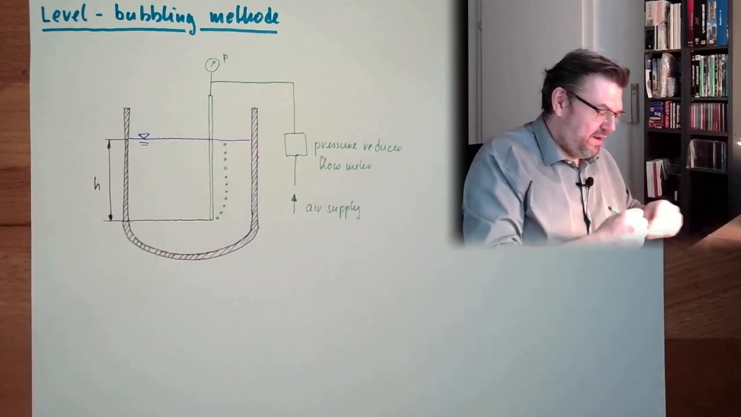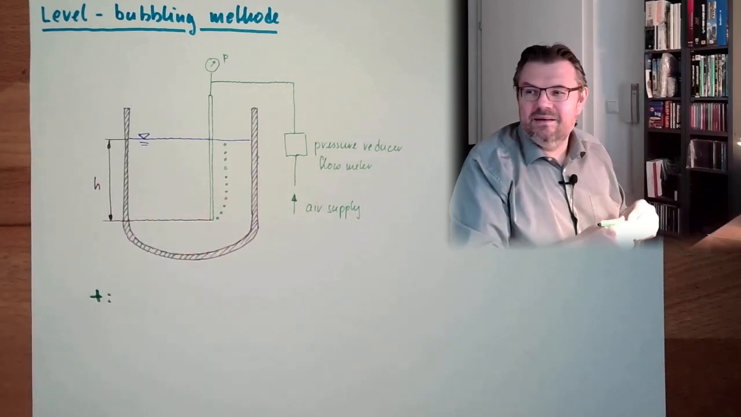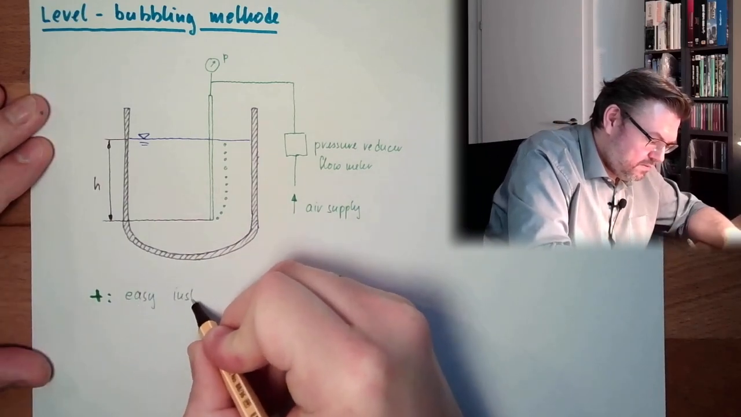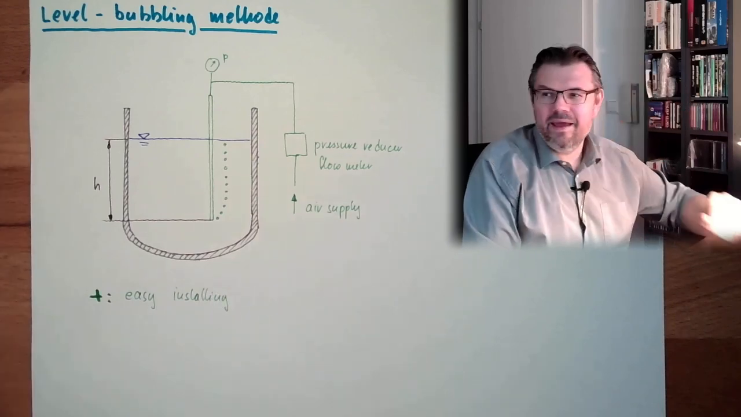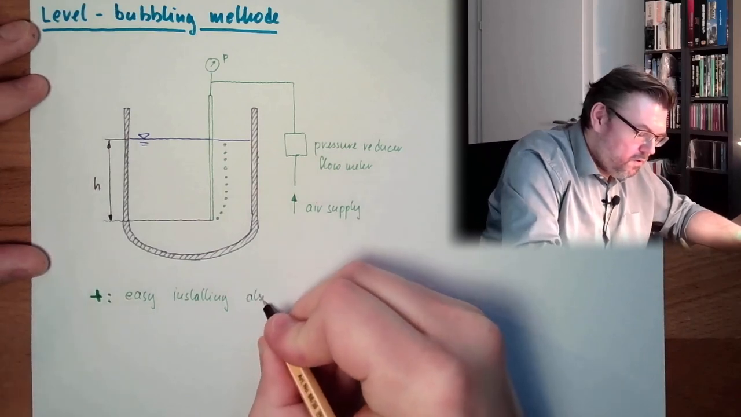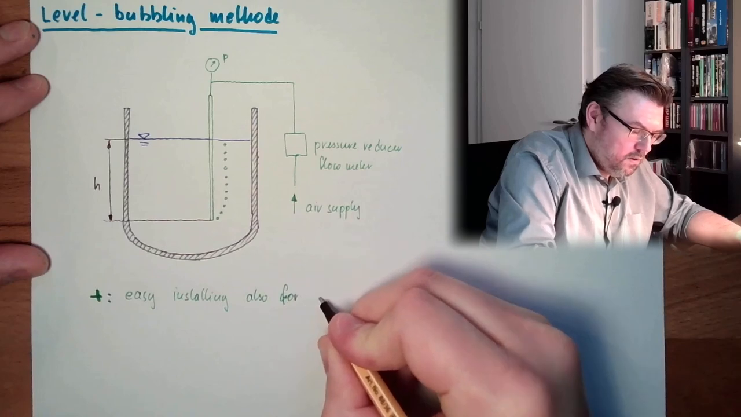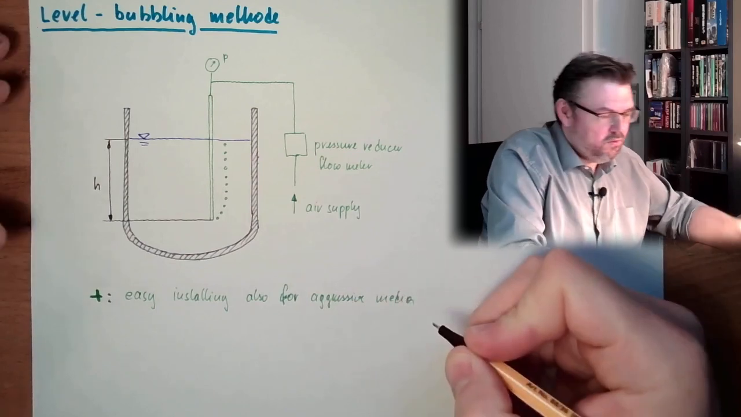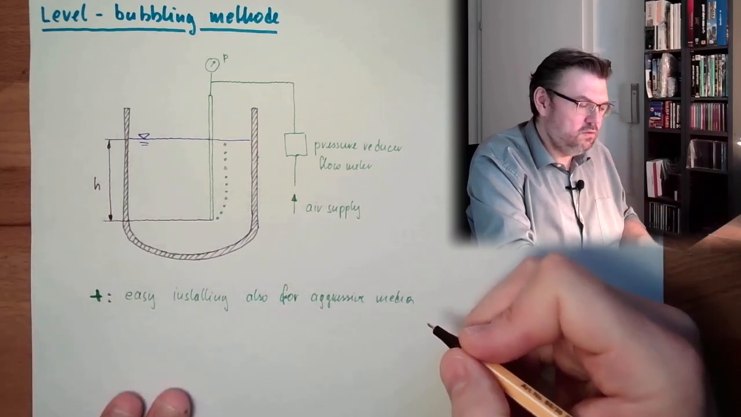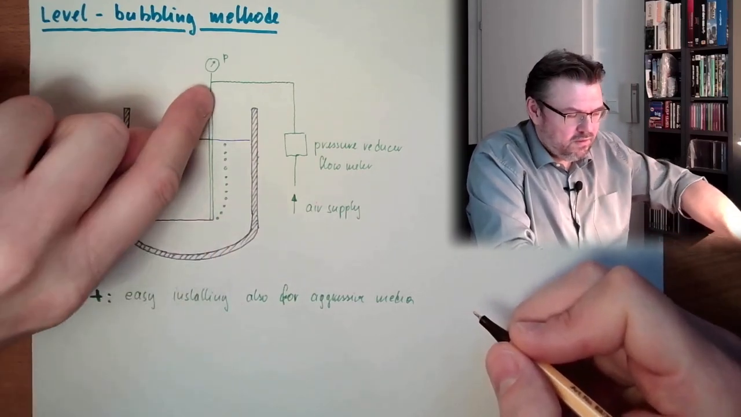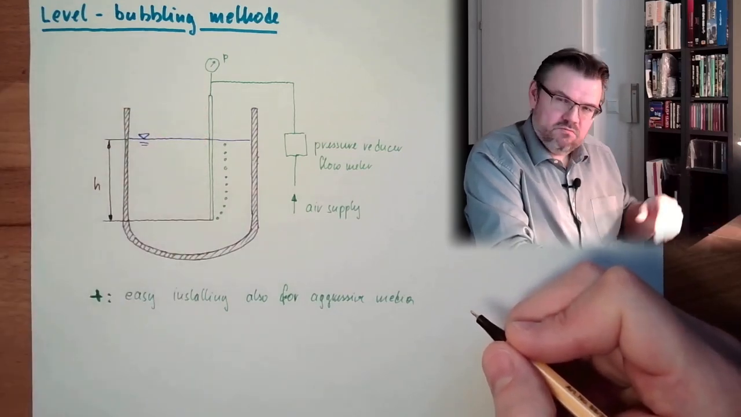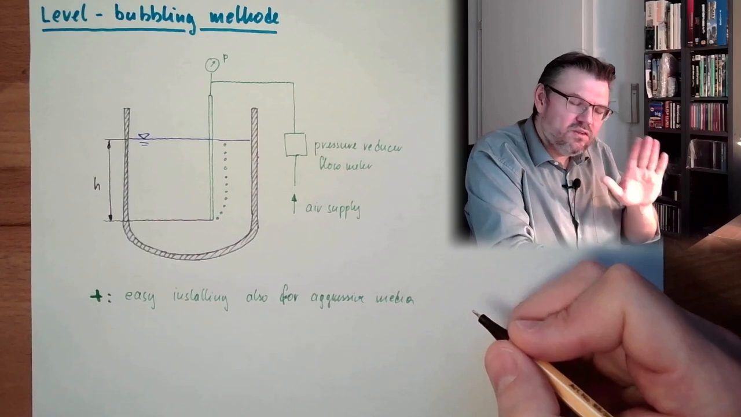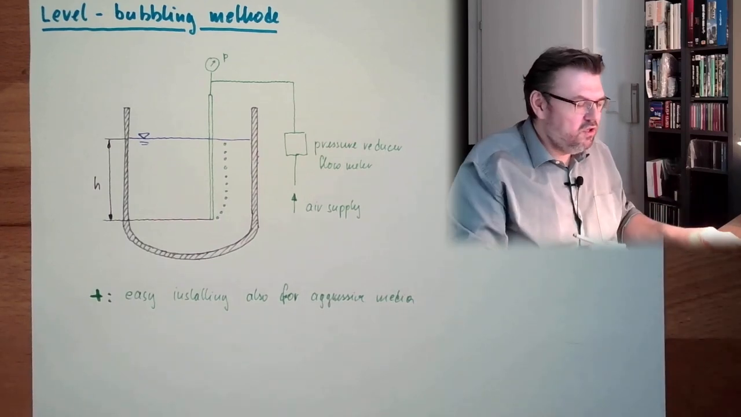What is the benefit of this? The benefits are that it can easily be installed. Easy installing. And also it works for aggressive media. So if the medium is very aggressive, I can use this also. There is just the rod, or the tube, and I can make this of some very strong material. If I had to measure the pressure here directly, I would need membranes inside. It's not that easy. So this is suitable for aggressive media, fluids. Okay.